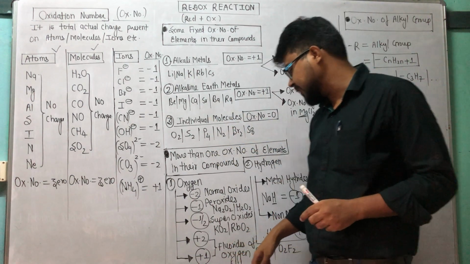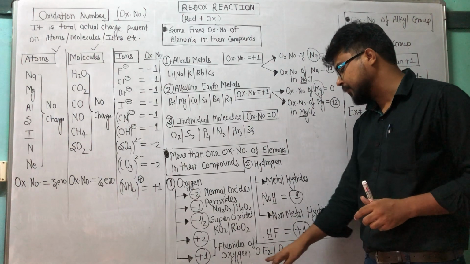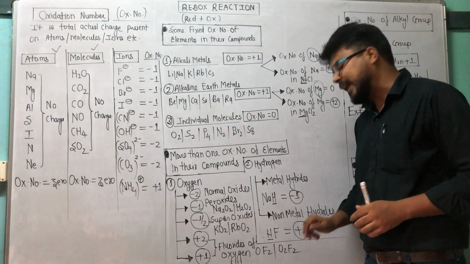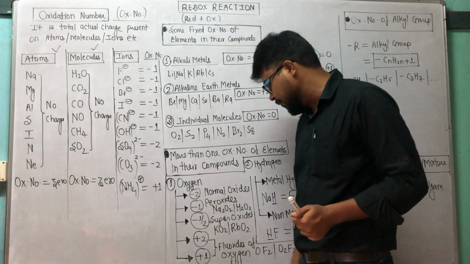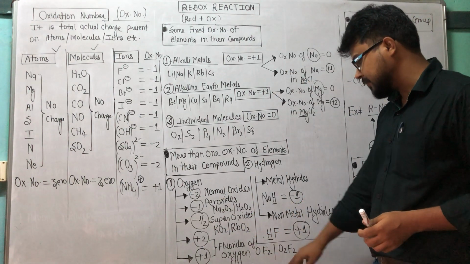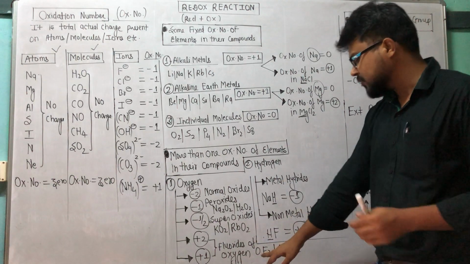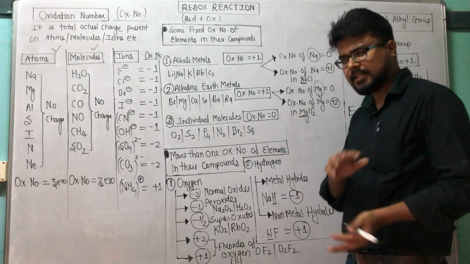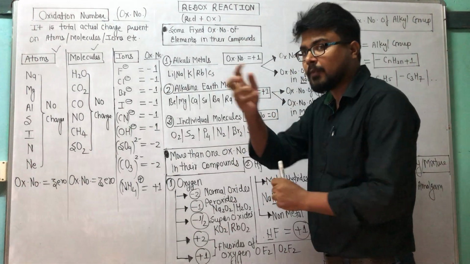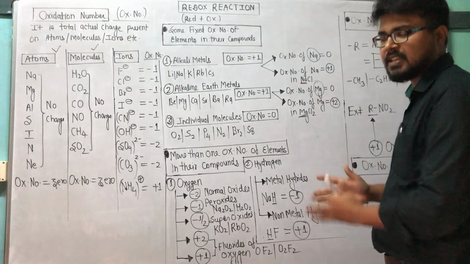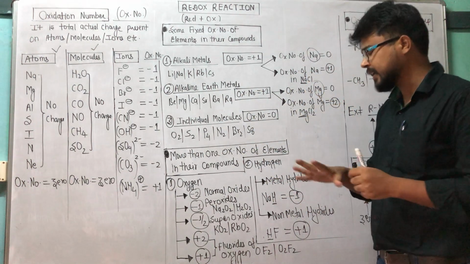Fluorides of oxygen are like OF2 and O2F2: oxygen difluoride and dioxygen difluoride. For OF2, the oxidation number of oxygen is +2, and for O2F2, it is +1. In my next video lecture we will talk about the calculation of oxidation number. But first, basic knowledge is a must, correct?